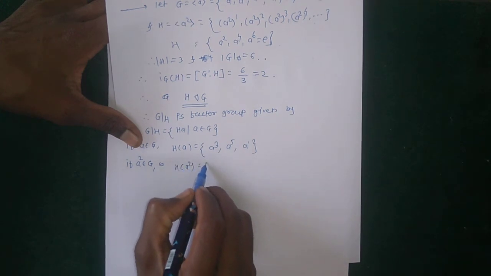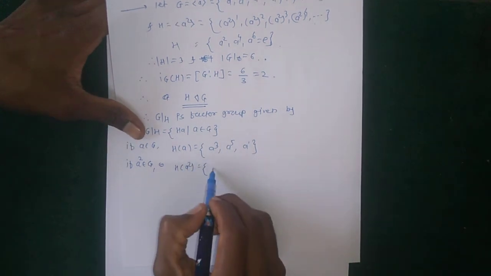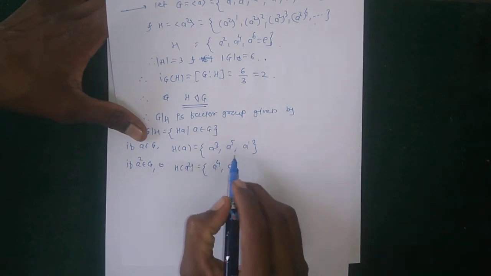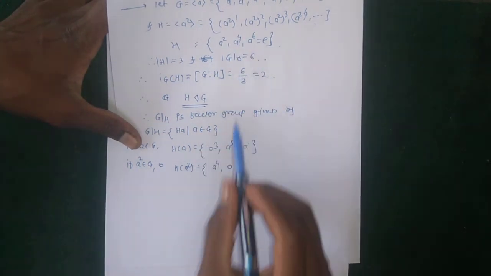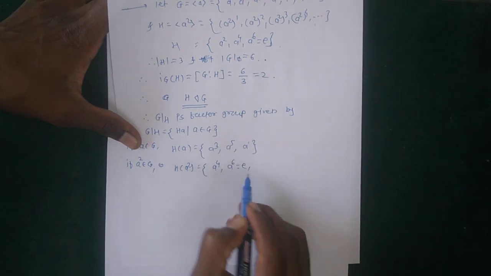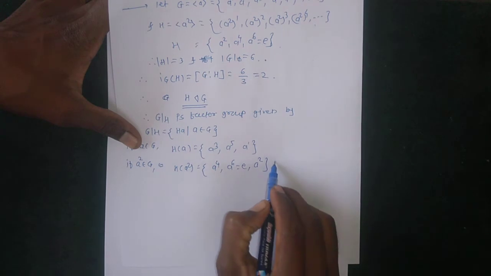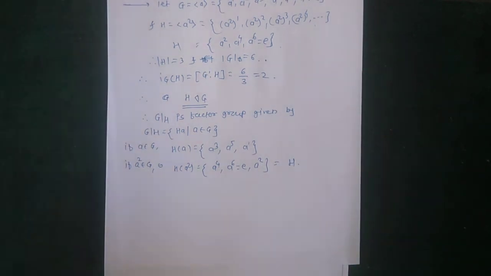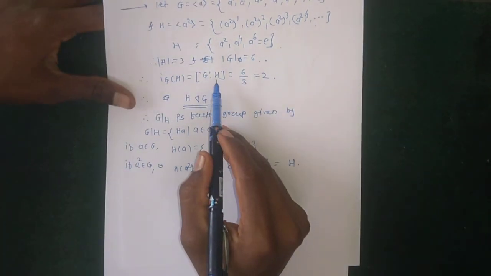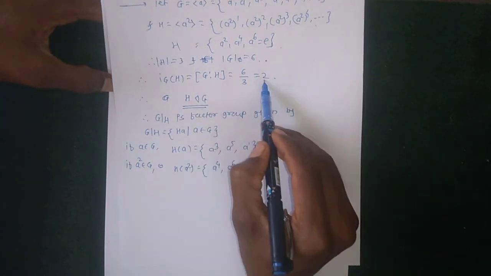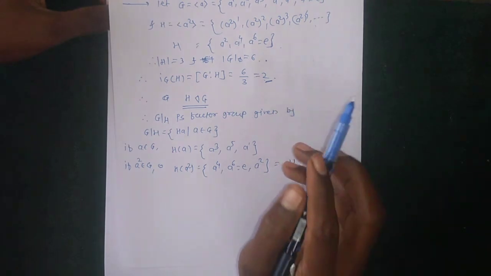of A square equals A square into A square, A raised to 4. A square into A raised to 4 equals A raised to 6, which is equal to identity, and then A raised to 6 into A square equals A square, and this is H itself. Okay, and here the index of the given set is 2, which means it contains only 2 cosets.